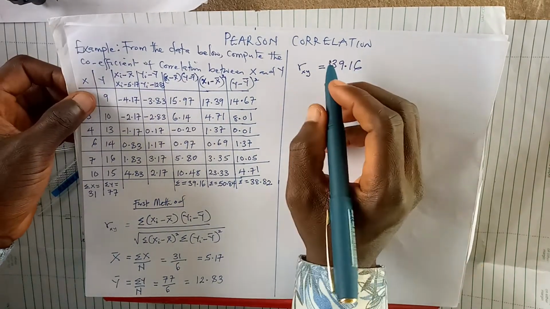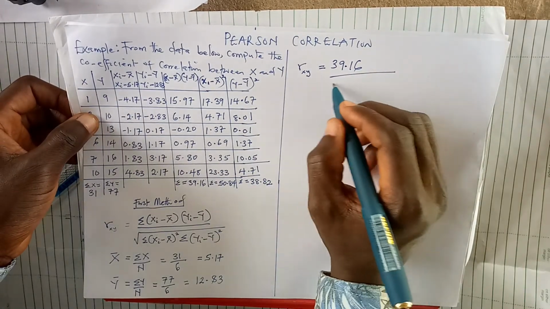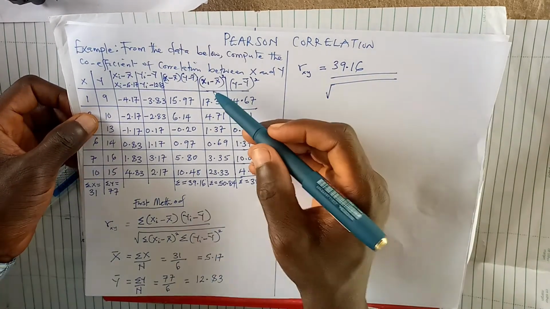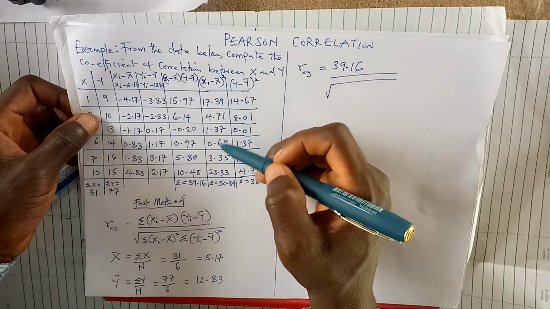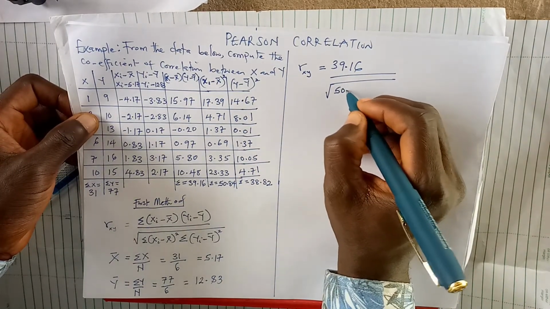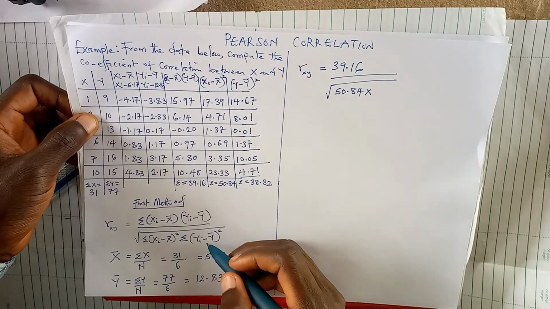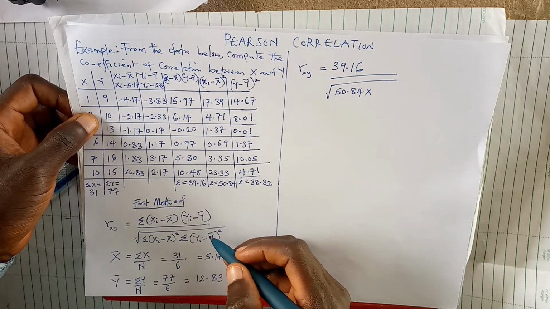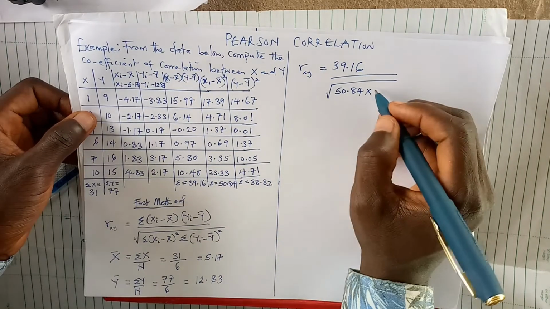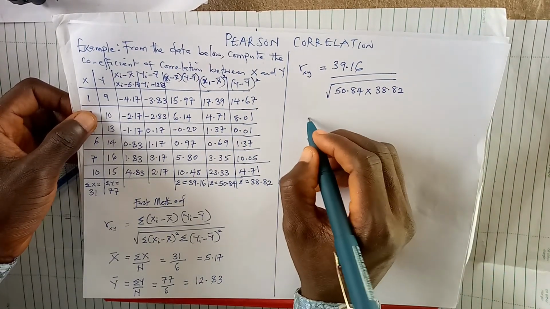39.16. So we have 39.16 divided by the square root of summation xi minus x bar squared. Everything we're adding, we got 50.84. So we have 50.84 multiplied by the summation of yi minus y bar squared, and yi minus y bar squared from here gives us 38.82. So we have 38.82.